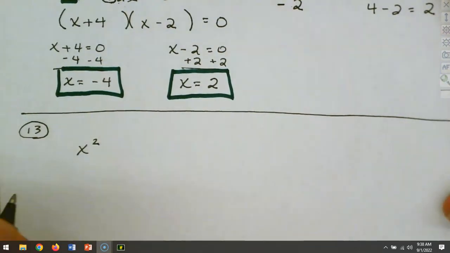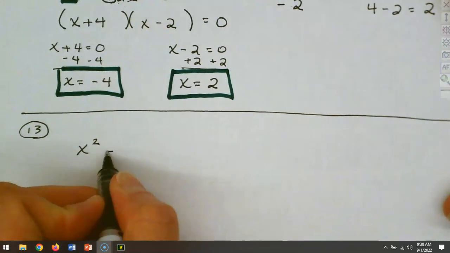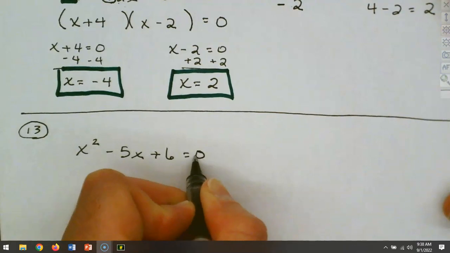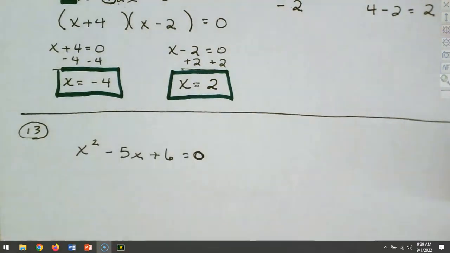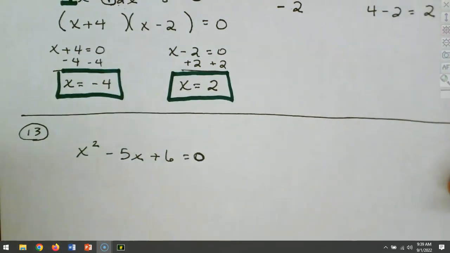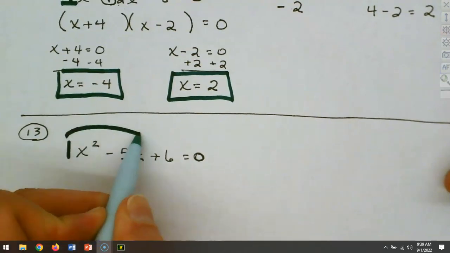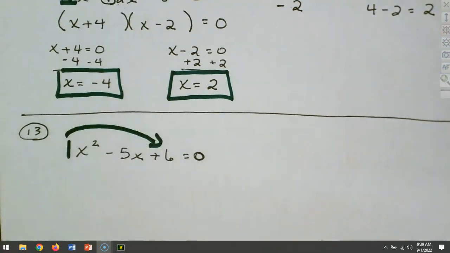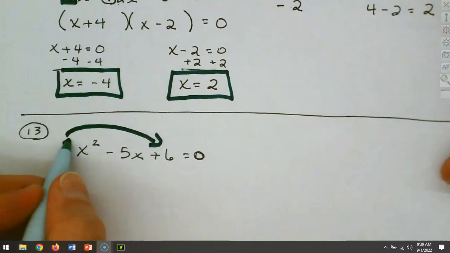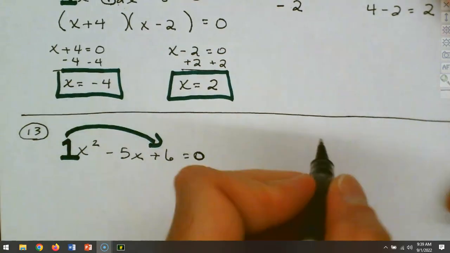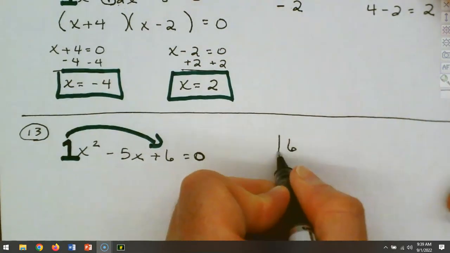x squared minus 5x plus 6 equals 0. So it's going to be done the same way the last one was done. If there's no number in front of the x squared, we put a 1. And then we always take the first number times the last number. So the 1 goes in front, and then 1 times 6 is a 6. So that goes over here.